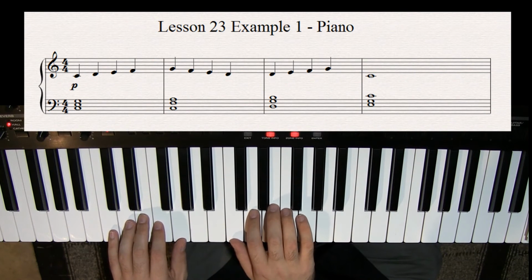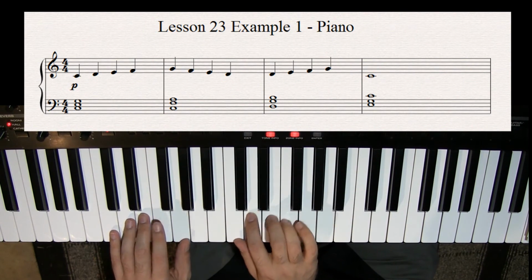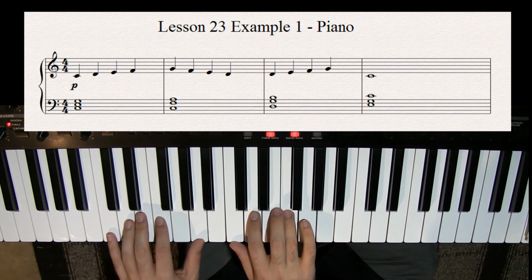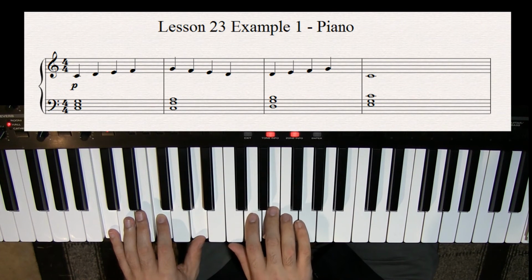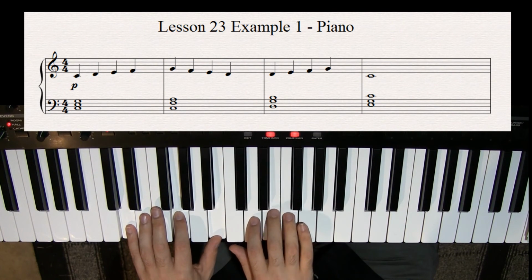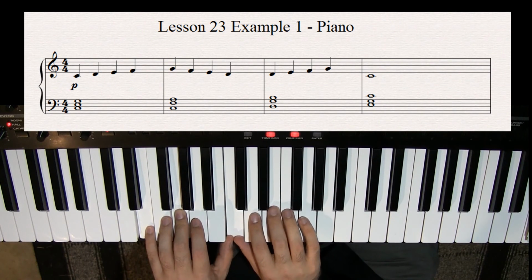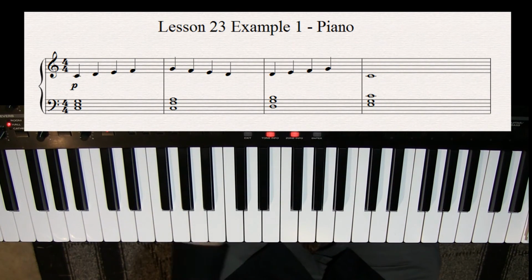So here we're going to start. So we have 4/4, 4 beats in a measure. I think you get the idea by now. So here it goes. So there you go. That should do it for example 1. That was soft the whole way.